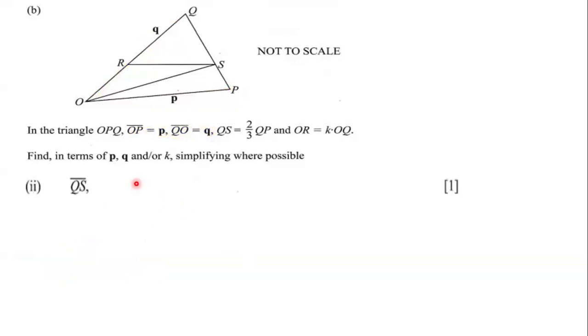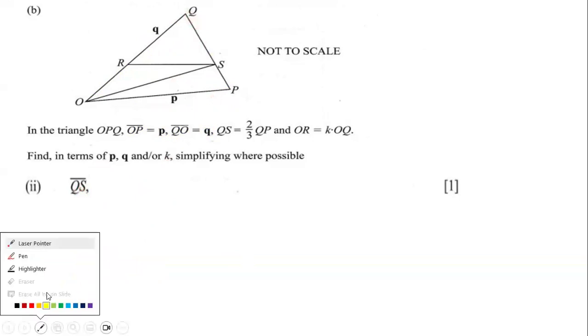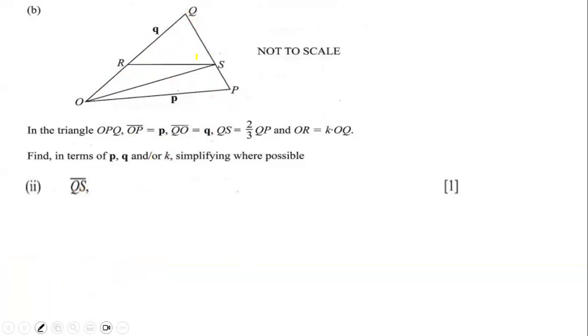Next, we have to determine what is QS. QS means that we have to start at Q and end at S. We start at Q and we end at S. That's what QS means. So how are we going to go about doing that?